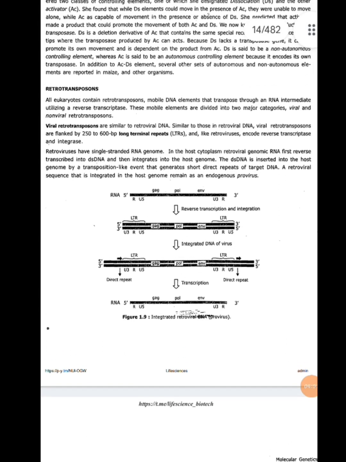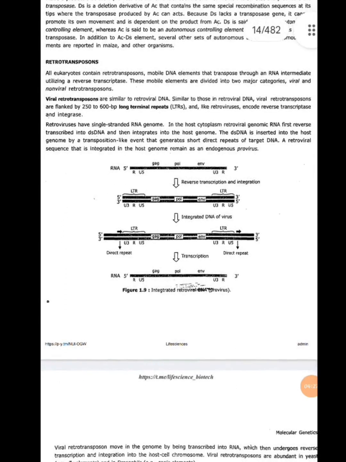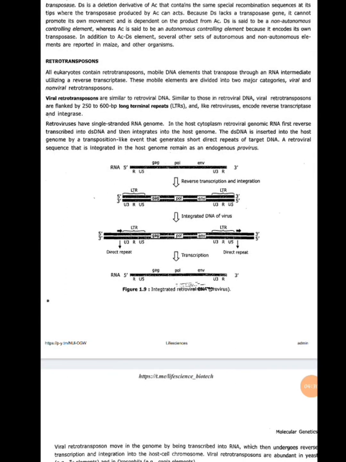So retroviruses, what are they? They have a single-stranded RNA genome, and in the host cytoplasm, the retroviral genomic RNA is first reverse transcribed, as you can see in the picture, into double-stranded DNA. Then it integrates into the host genome, and the double-stranded DNA is inserted into the host genome by a transposition mechanism, which generates a short direct repeat of target DNA.